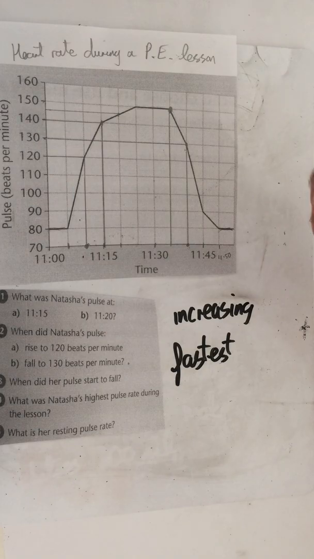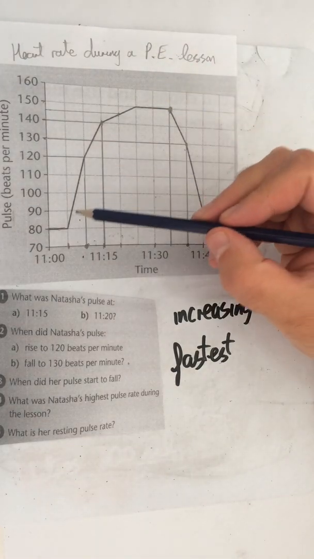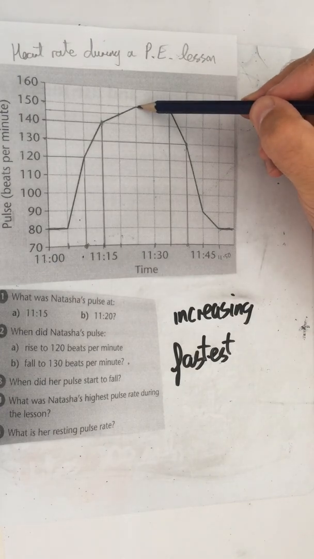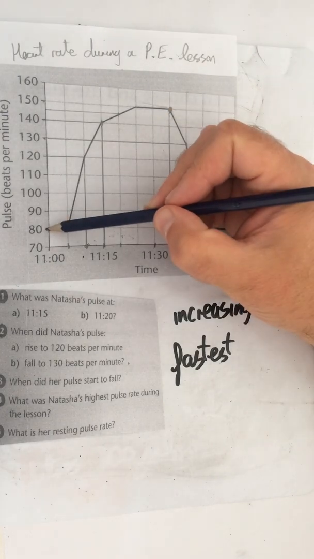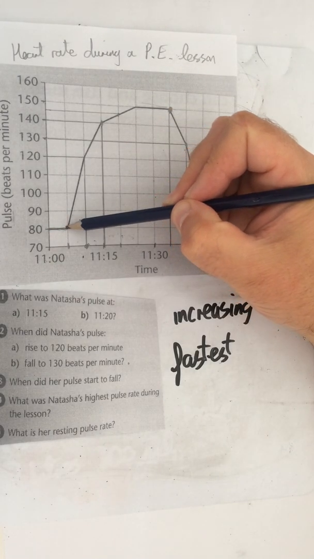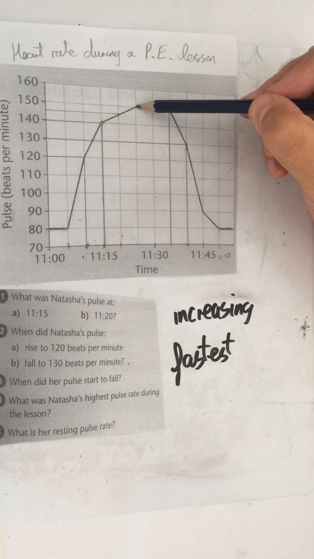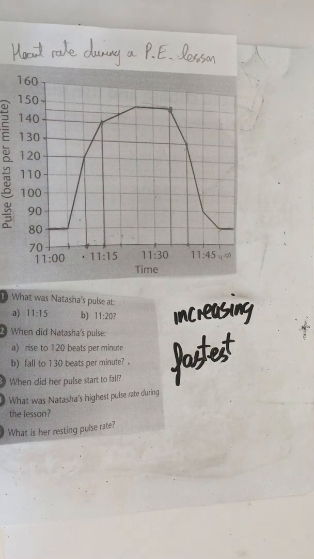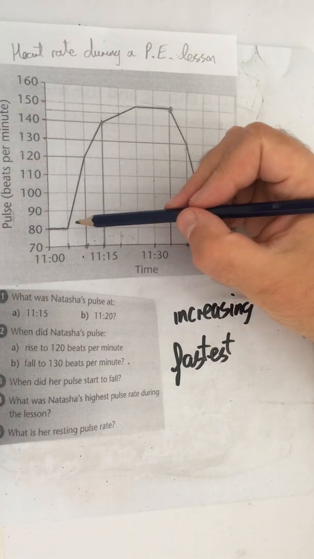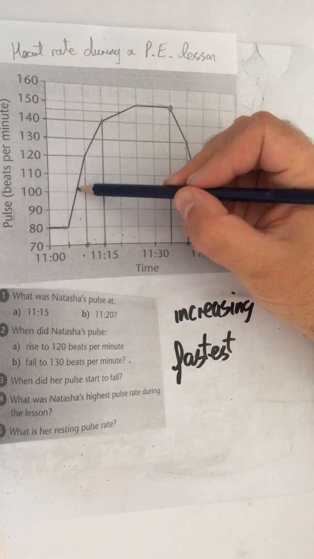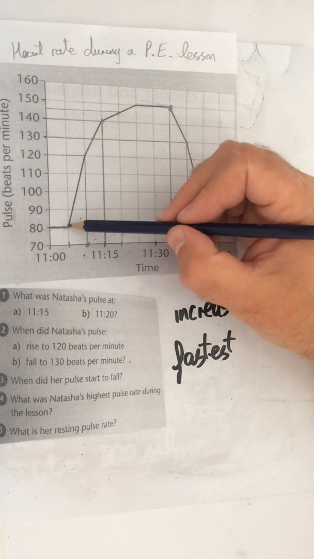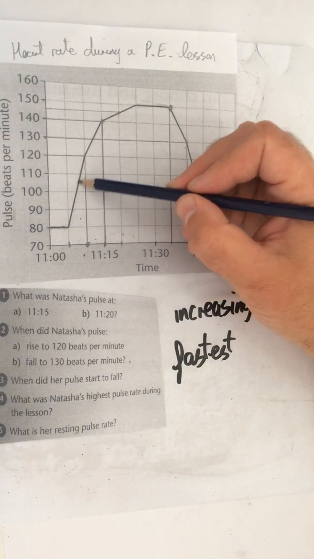Now, when we have these type of graphs, the steepness of the line can really help us. When it's flat, it means something is staying the same. So it's staying at 80 beats a minute there for 5 minutes. It stays at 150 beats a minute here for 10 minutes. But also, the steeper the line, the faster something is increasing. So it's really going out. This is the steepest part, isn't it?